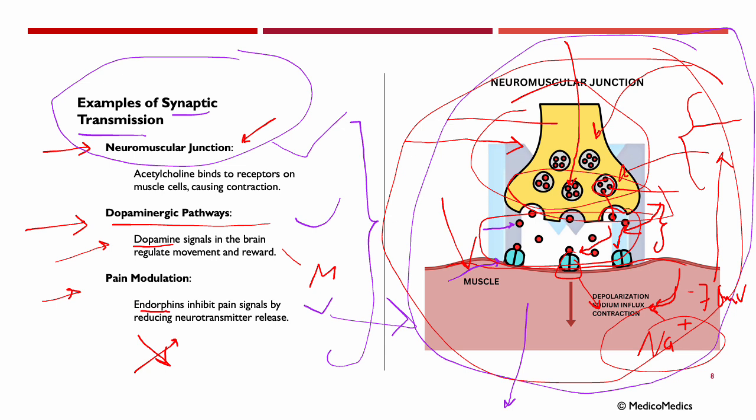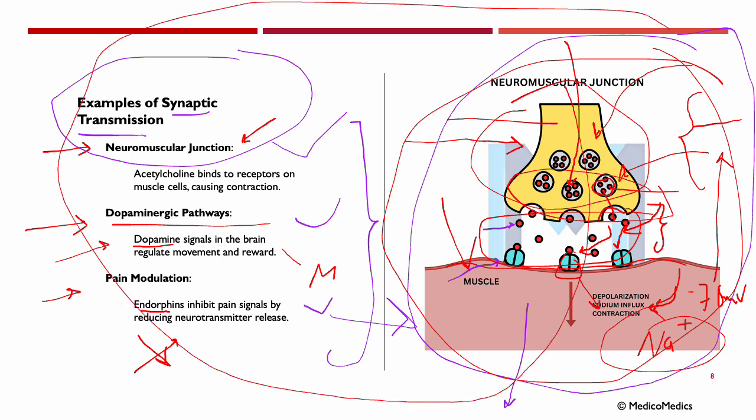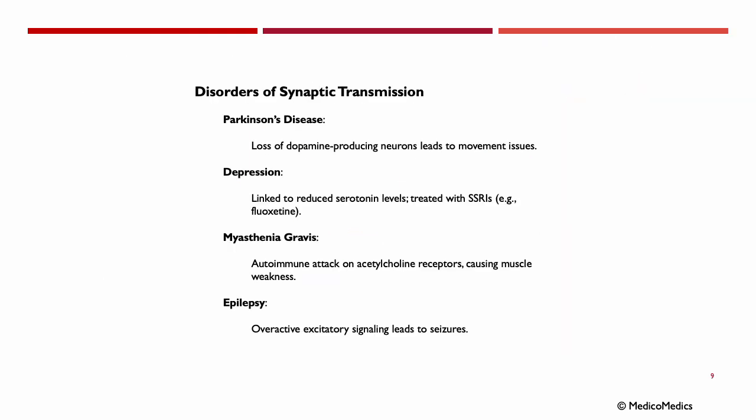Now, to make it even more clear, we're going to see what happens when this system here is disrupted. Now then, let's talk about disorders of synaptic transmission. You may recognize some of these quite well-known pathologies. Let's start with Parkinson's disease.